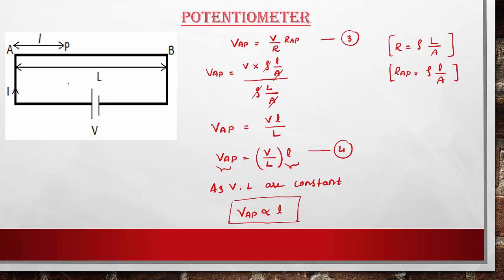Is it clear? What is the principle of potentiometer? It states that when a steady current is passed through a conducting wire of uniform cross-sectional area, then the potential difference between any 2 points on the wire is directly proportional to the distance between the 2 points. This is the principle of potentiometer.